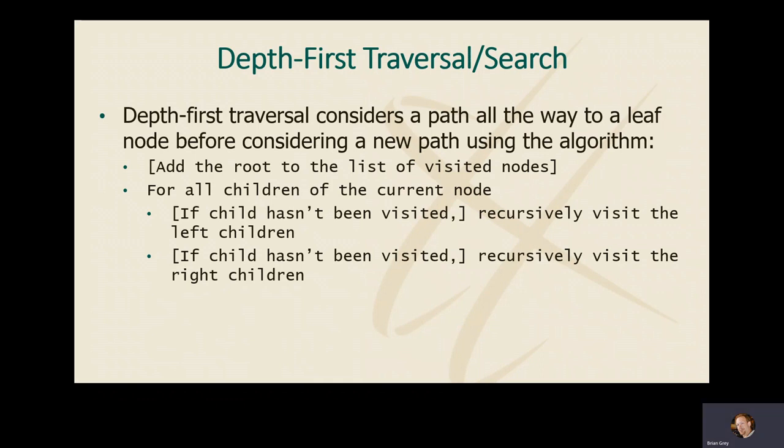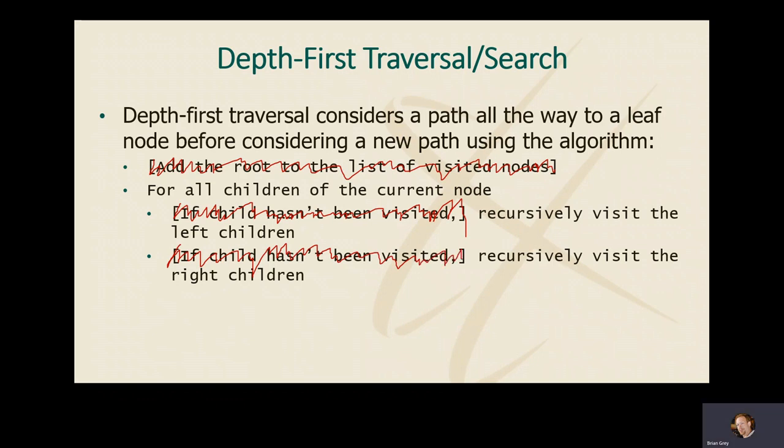So now that brings us back to depth first traversal, right? So like I said, we nuke this. And depth first traversal, depth first search goes deep before stopping and coming back. So for all the children of the current node, recursively visit the left children, then recursively visit the right children.